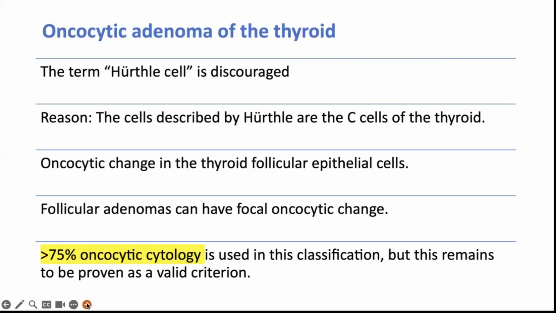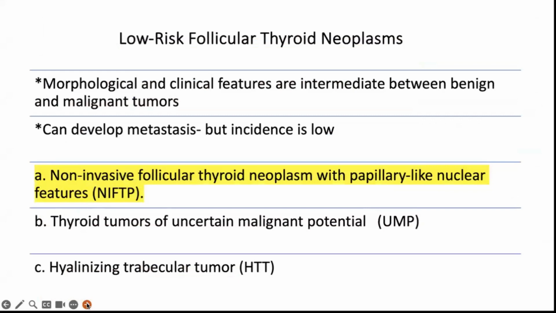Follicular adenoma, that is benign lesions, can also have oncocytic change. And more than 75% oncocytic cytology is used for classification as oncocytic adenoma or oncocytic carcinoma. Moving on to low risk follicular thyroid neoplasms, their morphological and clinical features are intermediate between benign and malignant tumors. They can develop metastasis, but the incidence is low. Hence, a close follow-up is required once a diagnosis of any of the following is made: NIFTP, thyroid tumors of uncertain malignant potential, and hyalinizing trabecular tumors.